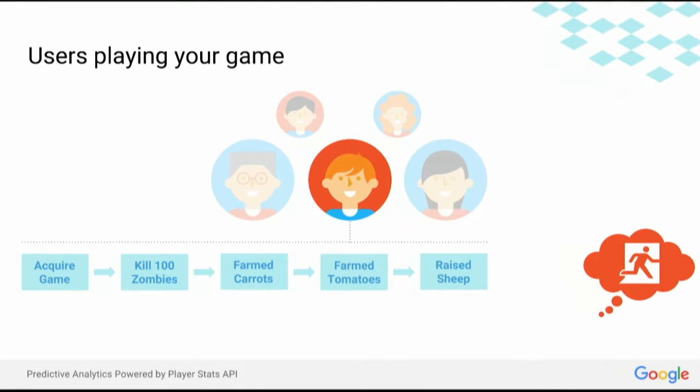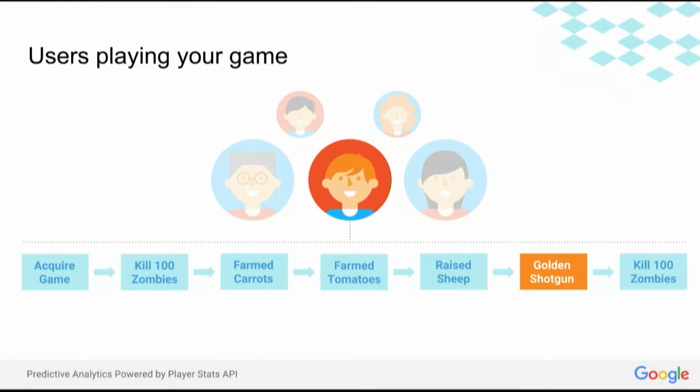Wouldn't it be fantastic if at some point prior to leaving your game, say like when he's raising sheep, you could get a signal from us that says, hey, this guy's about to leave your game. So instead of him leaving your game, you could say, well, I've got a golden shotgun. Maybe I'll give you like a 50% discount on this golden shotgun. So instead of leaving your game, he picks up this golden shotgun, and of course, with the golden shotgun, what are you gonna do? You're gonna go out and kill some more zombies. So this is exactly the type of thing that we're doing.